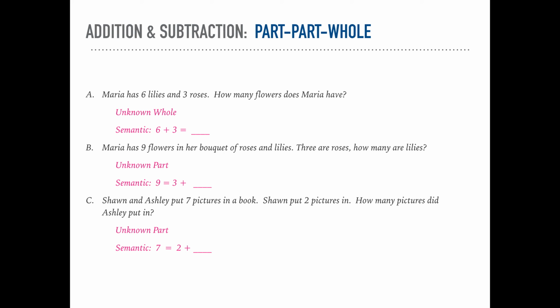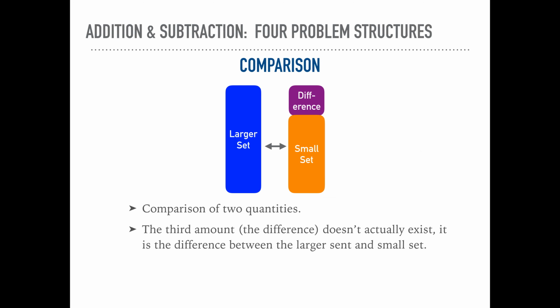All right, once you have that checked, let's go to the fourth and last structure for us for addition and subtraction, and that is called a comparison structure. So a comparison structure is exactly that. We are comparing 2 quantities.